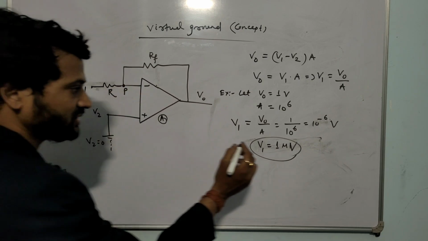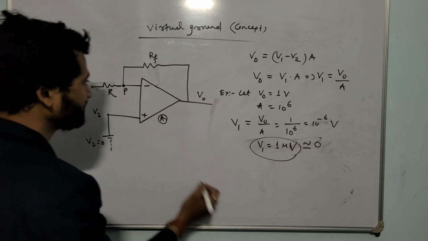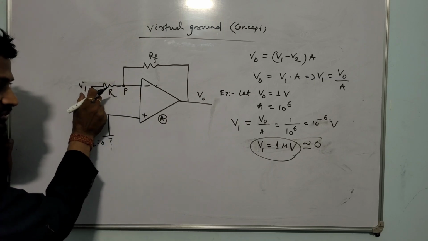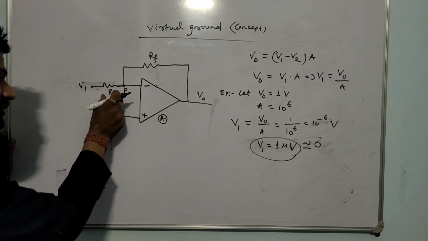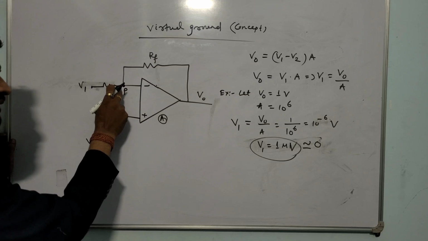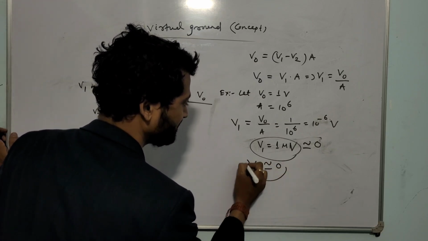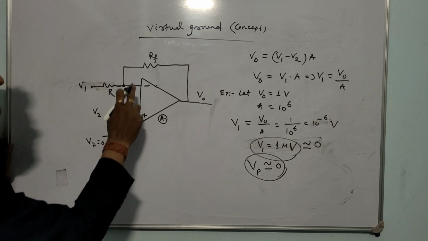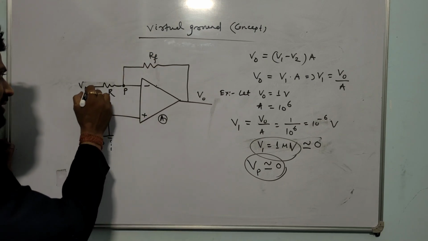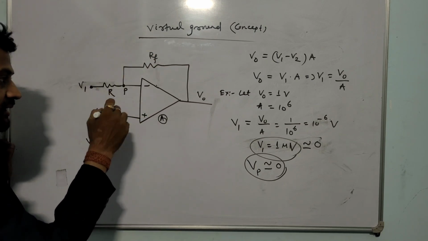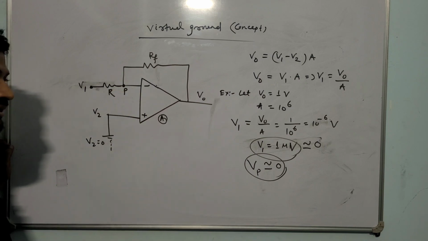So almost we can say it is nearly 0. So that means अगर कुछ होगा 1 microvolt due to some voltage drop across the resistance, the potential at P will be 0. मतलब we can say potential at P is nearly 0. So this concept is called virtual ground. मतलब the input voltage we can neglect as compared to output voltage.